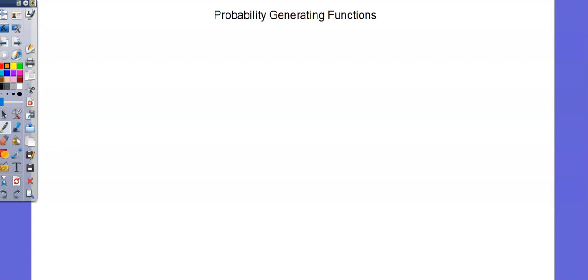This is 9231 Further Probability and Statistics. Topic 5, Probability Generating Functions. In working with a probability generating function, we'll take a probability distribution and use the summation form of the probability generating function to produce the probability distribution in algebraic form.